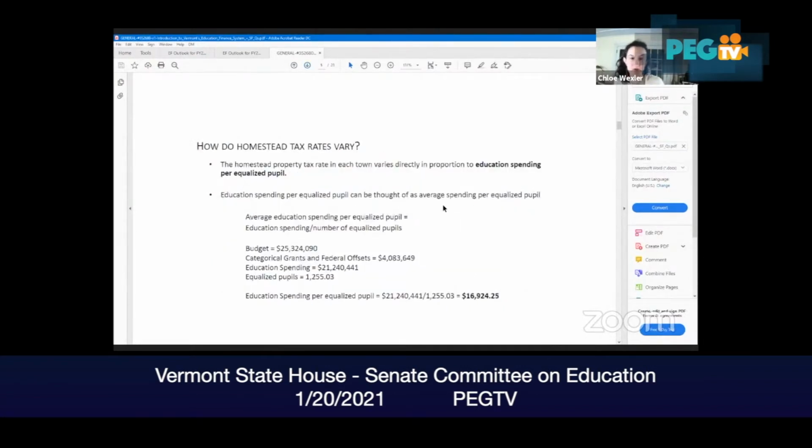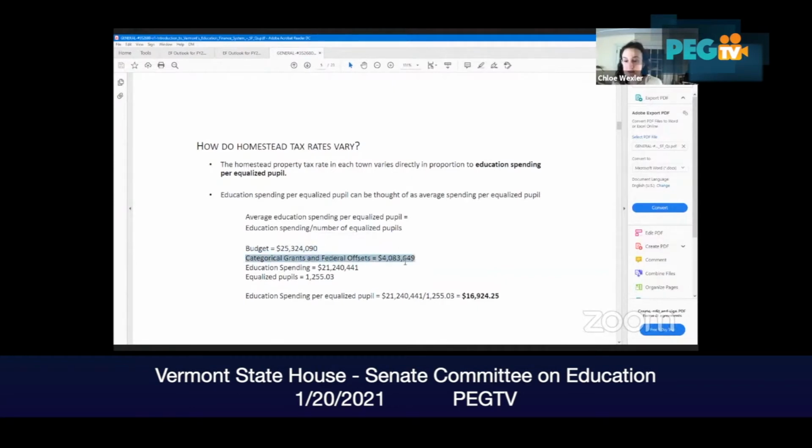Okay, so now we're going to talk about the homestead education property taxes, which do vary by locally voted school budgets. So the homestead property tax rate in each town does vary in proportion to what we call education spending per equalized pupil. And what does this mean? Education spending per equalized pupil can be thought of as the average spending per equalized pupil in that district. You take total education spending divided by the number of equalized pupils to get to this education spending per equalized pupil number. And again, stepping through an example here, you have a school budget of $25 million.